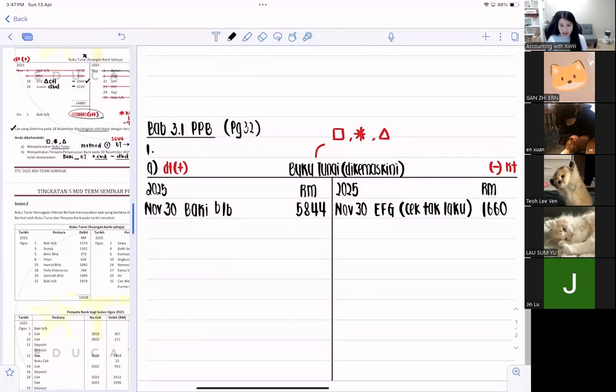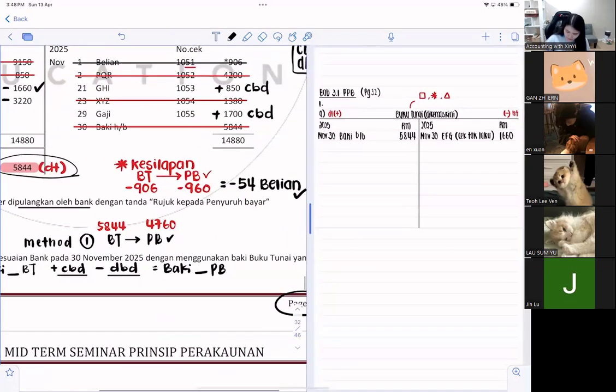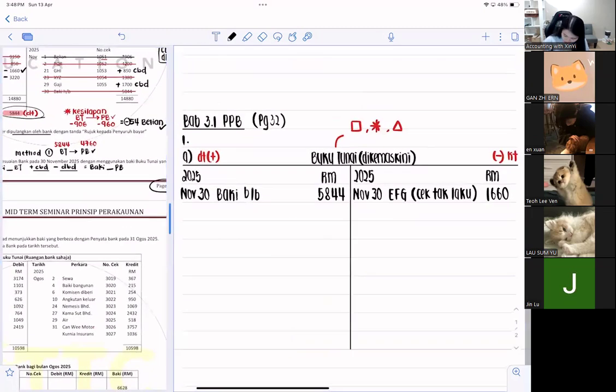Okay, finish with the cek tak laku. Next up, we're going to be taking kesilapan. 54, also negative, so it will stay on the same side as the EFG earlier. But after saying belian, you would also need to bracket kesilapan because it's the same case.